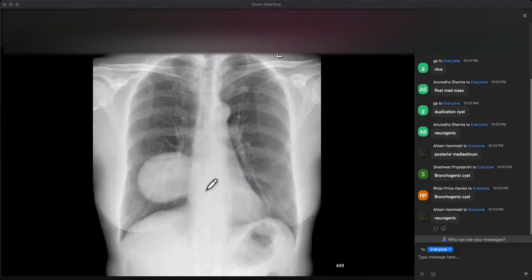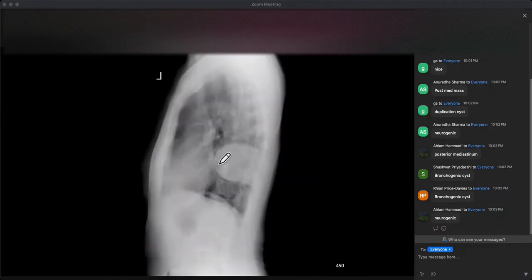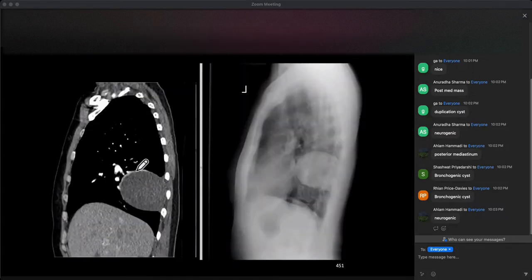The lateral film confirms that it's in a posterior position, and the CT scan also confirms it's in a posterior position. Now, if you were in any doubt that this was a mediastinal lesion, you can see the obtuse angle that the lesion makes with the chest wall. So an acute angle would be like this, and the obtuse angle is like this. So therefore, it's arising from a non-pulmonary structure, and in this case, it's arising from the posterior mediastinum.